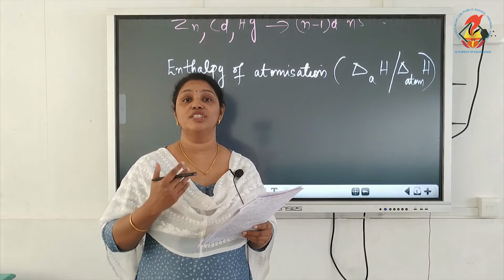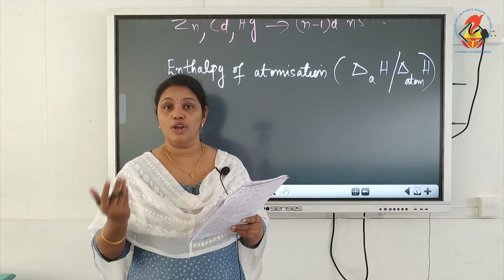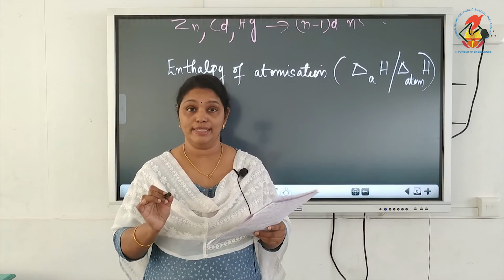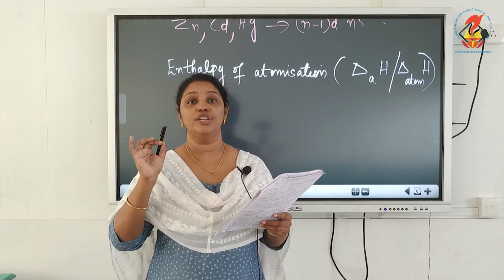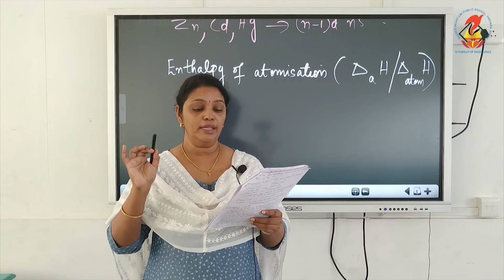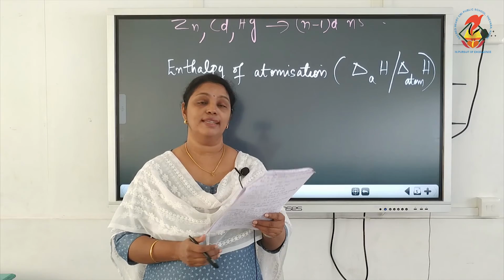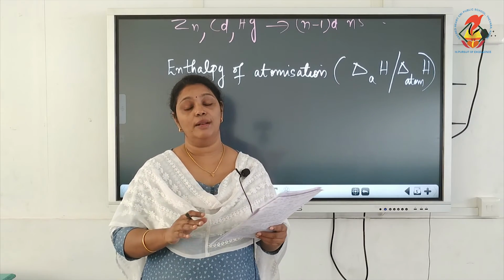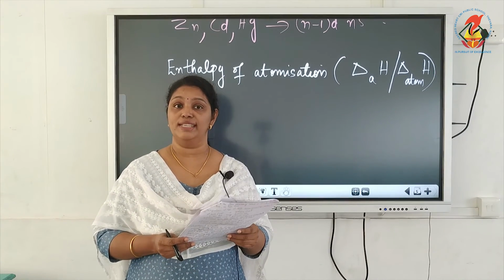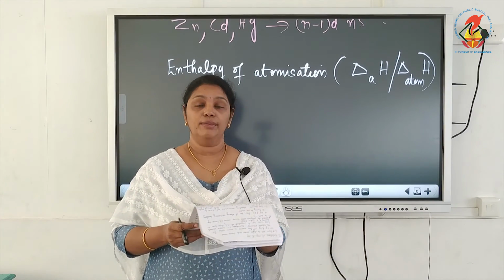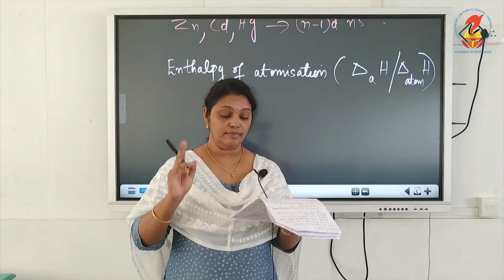And we know these transition elements, they are all in the form of solids. They are metals, so they exist as solids. So enthalpy of atomization is the heat energy required to convert 1 mole of a substance in its stable state to its gaseous state. So for transition elements, we can call this enthalpy of atomization as enthalpy of sublimation also. Okay, now next we have a question.